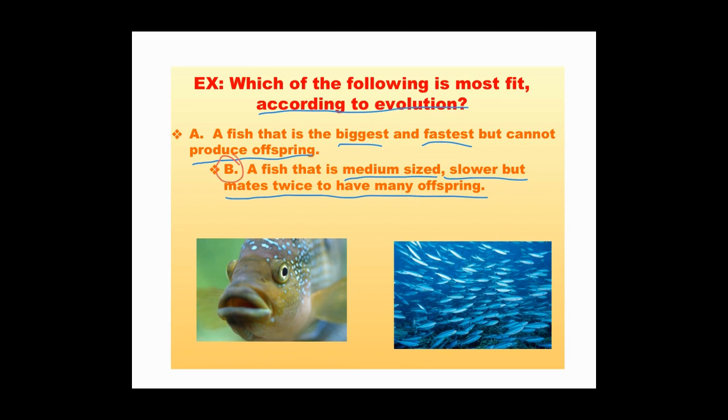Since fish A, even though it's big and fast, produces no offspring, its traits, its genes will not be passed on to the next generation. That fish's traits, its genes will stop. It's done. But this guy right here, since it has many offspring, it has a good chance that some of its little babies will survive and pass on its traits to the next generation and the next generation and the next generation. So the fish that is medium-sized and slower will have higher fitness than the big, fast fish that cannot produce any offspring. Because fitness is all about, can you pass your traits? Can you pass down your genes? Can they survive in the gene pool?